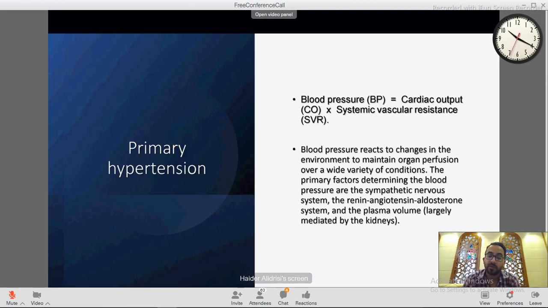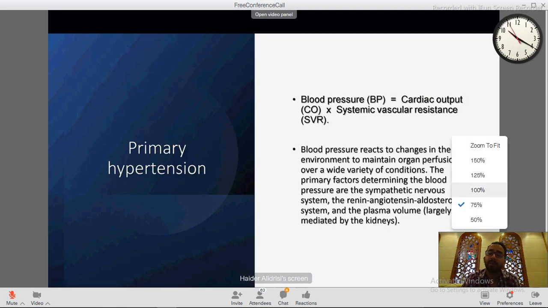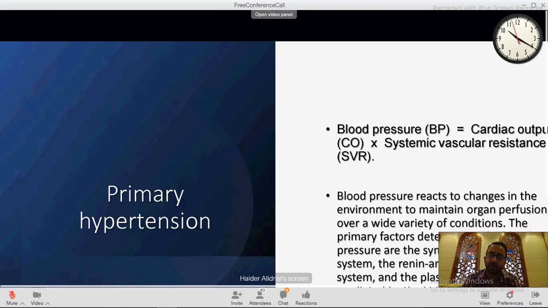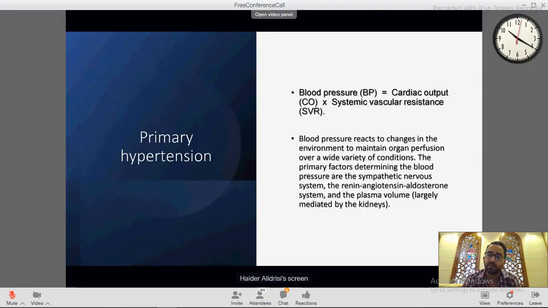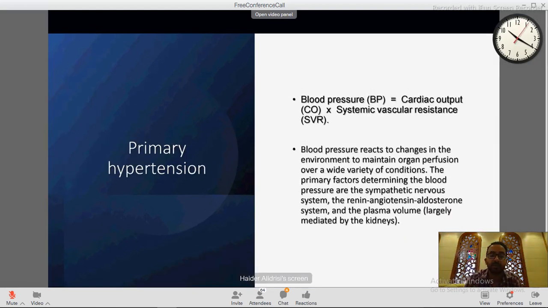such as the sympathetic nervous system. That is why in our locality nowadays we have a common and frequent diagnosis of hypertension even in a younger age group, due to increased sympathetic nervous tone, due to the stress of life, especially in the presence of many disasters nowadays in our country. The renin-angiotensin-aldosterone system and the plasma volume, all of these can affect the blood pressure.